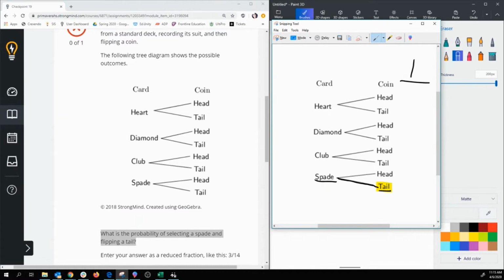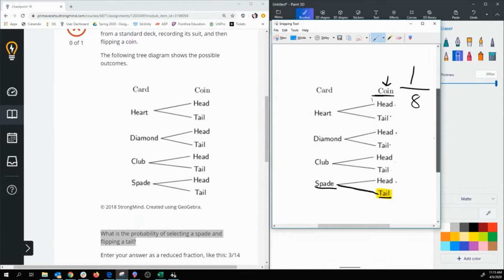And then how many total outcomes do I have here? Again, to figure out your total, you count how many heads and tails are in this coin branch. So I'd have 1, 2, 3, 4, 5, 6, 7, 8. Right, perfect. So the probability of me picking a spade and flipping a tail would be 1/8. So 1/8 for that probability.